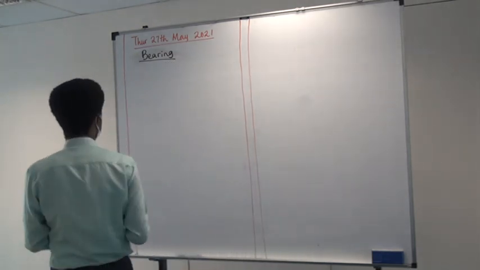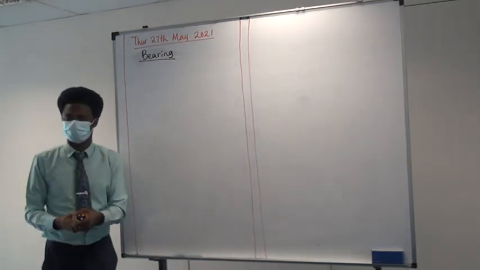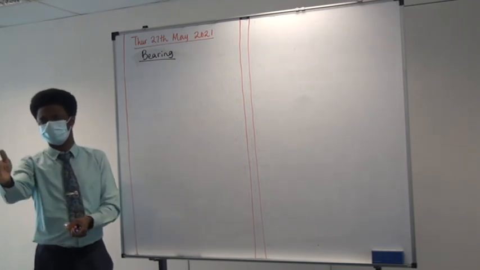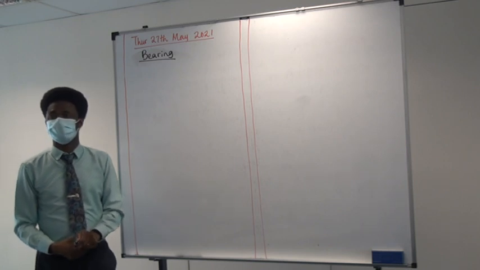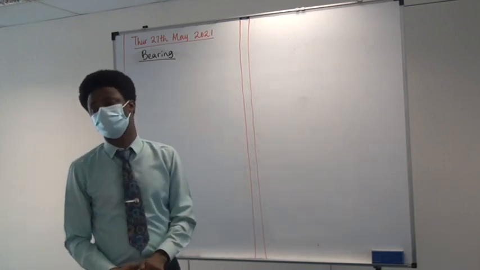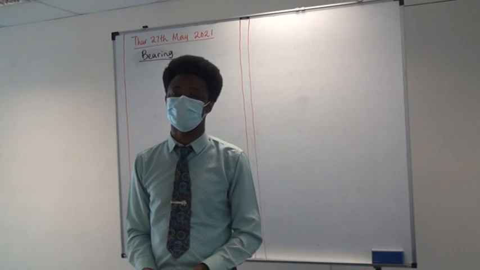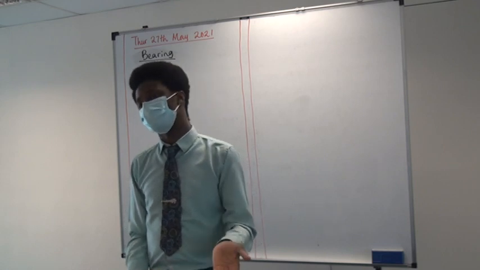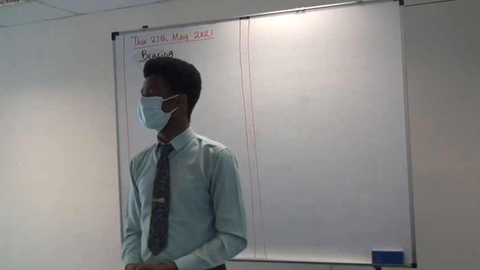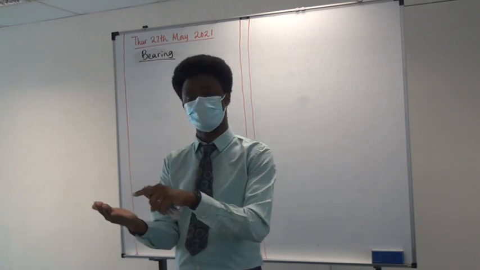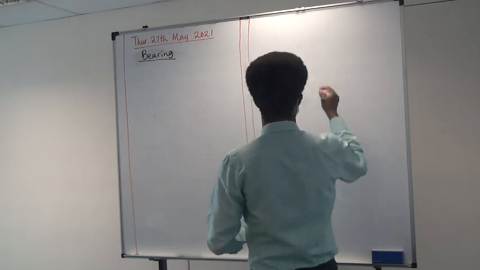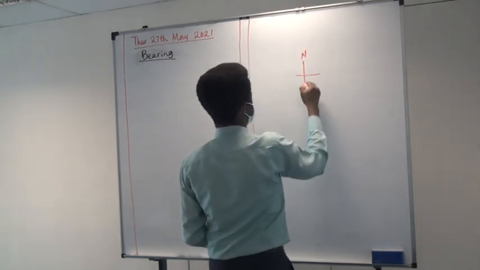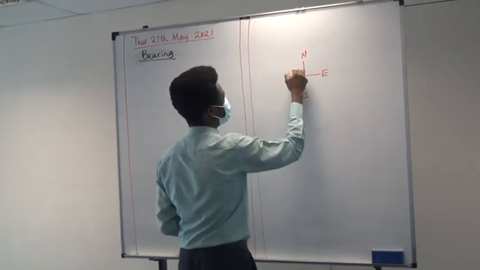Now, for the IGCSE, and of course IB, you focus mainly on the three-figure bearing. We have three-figure bearing and compass bearing. Compass bearing is when you say north 50 degrees east, something like that. Of course, you know the 4 cardinal points, yes?